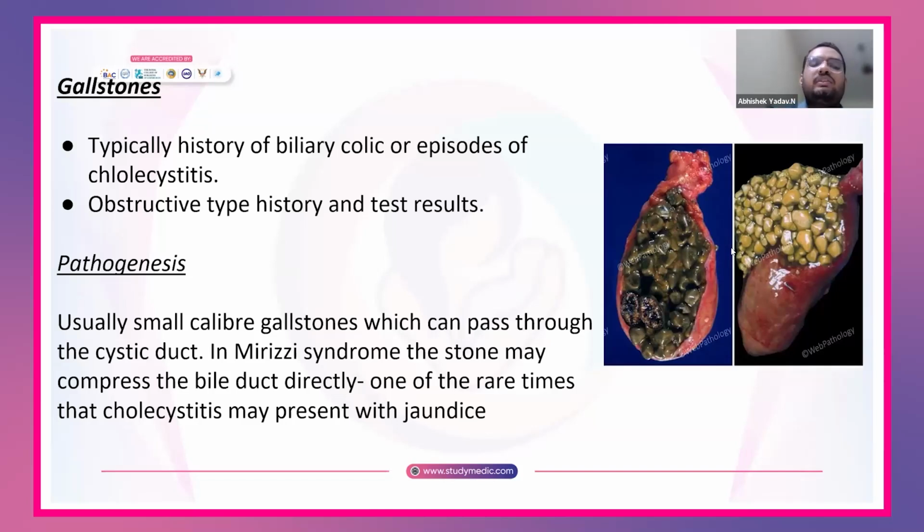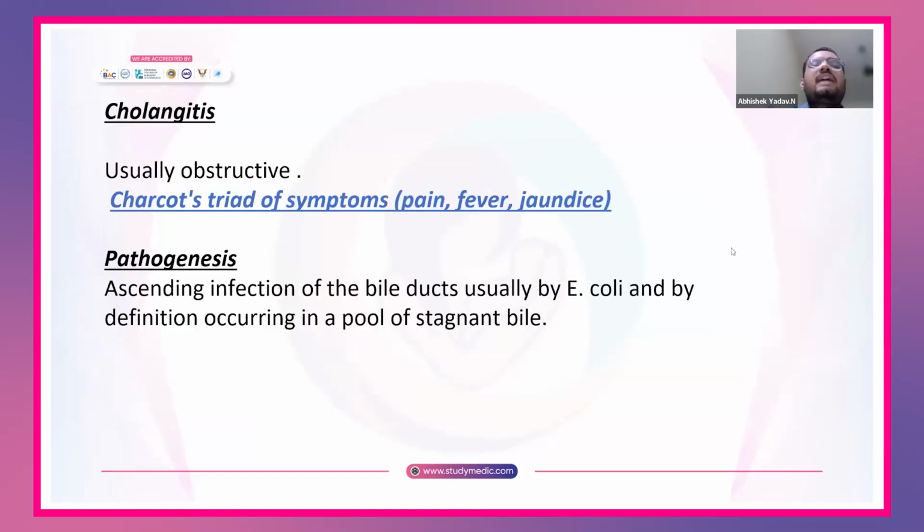Then comes the bile duct directly. One of the rare types of cholecystitis may present with jaundice. Cholangitis is nothing but an infection of the biliary tree. Okay, so that's called cholangitis. It also causes an obstructive type of jaundice.